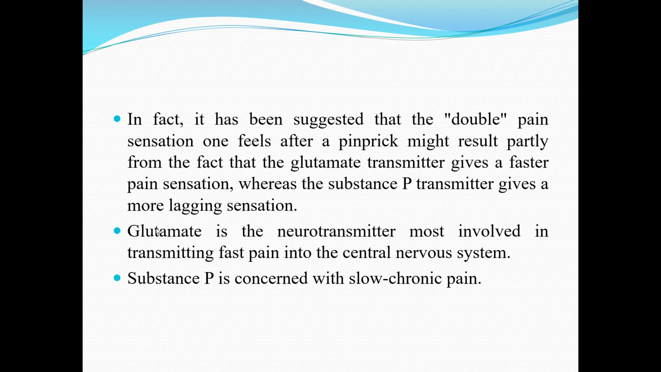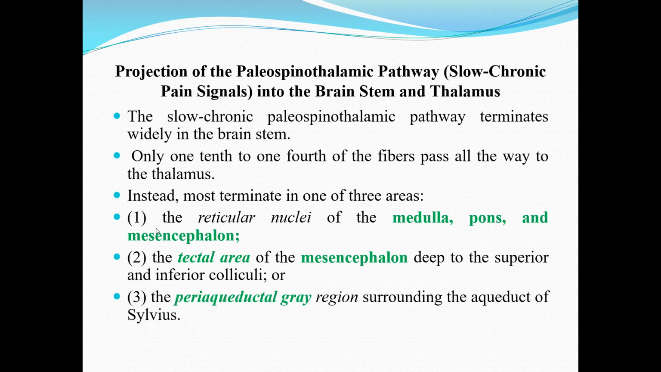Glutamate is the neurotransmitter which is involved in fast pain transmission in CNS. Substance P is concerned with slow chronic pain. Projection of paleo-spinothalamic pathway. The slow chronic paleo-spinothalamic pathway terminates widely in the brainstem. Only 1/10 to 1/4 of fibers pass all the way to the thalamus. Instead, most terminate in one of the areas like medulla, pons, mesencephalon.